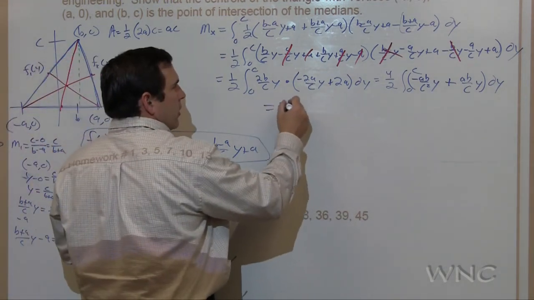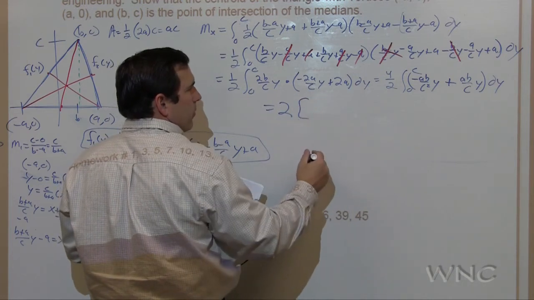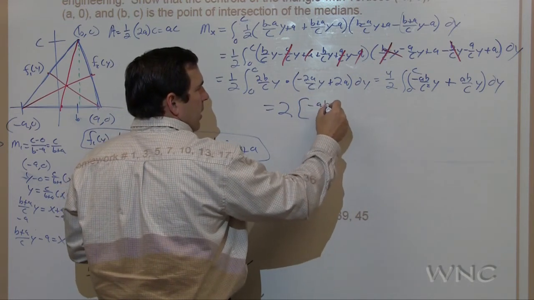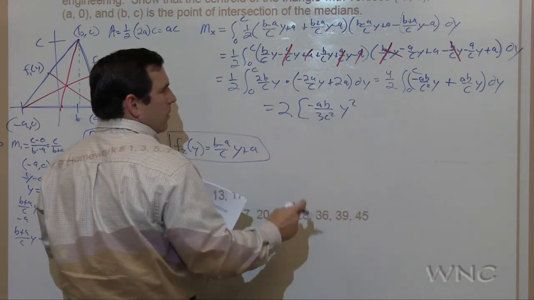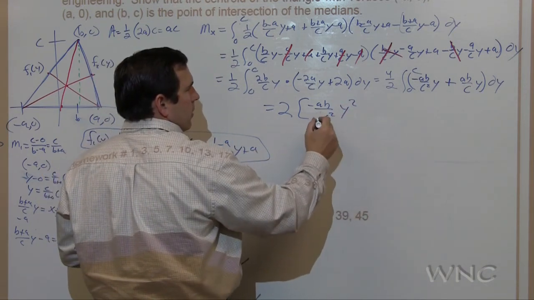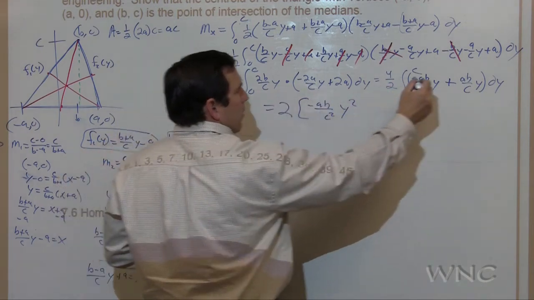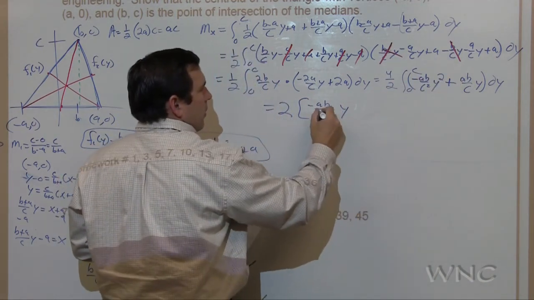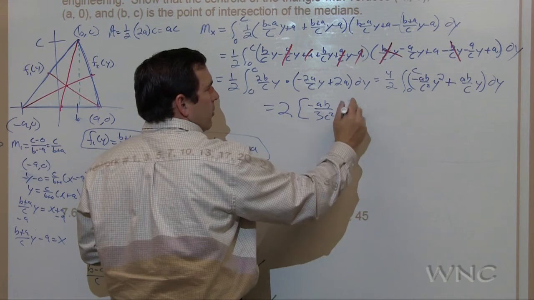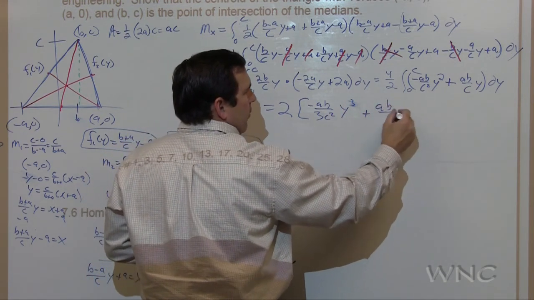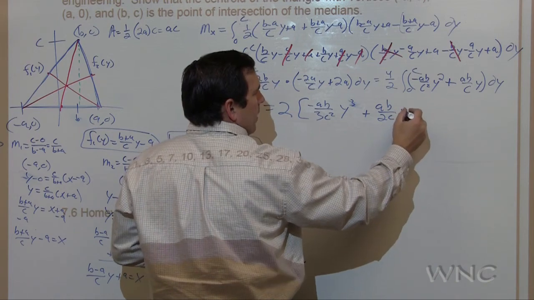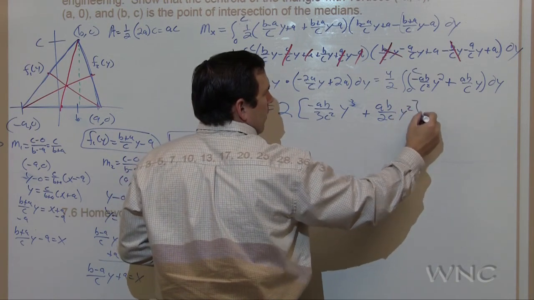So we'll end up with a 2 times what? Negative AB over 3C squared Y squared. Oh, wait, I have Y, that is Y squared. So this is 3C squared Y cubed plus AB over 2CY squared from 0 to C.